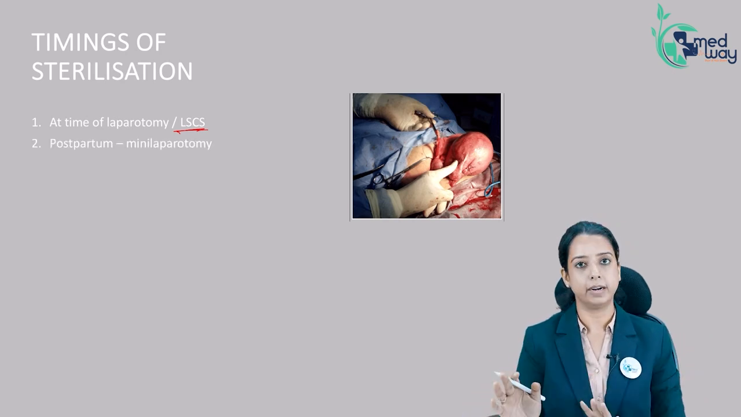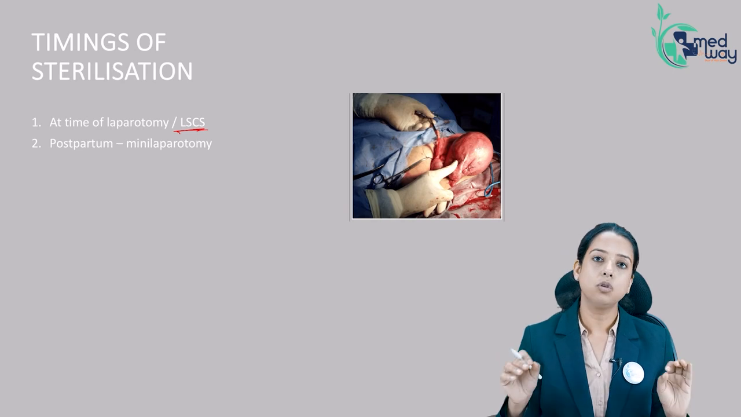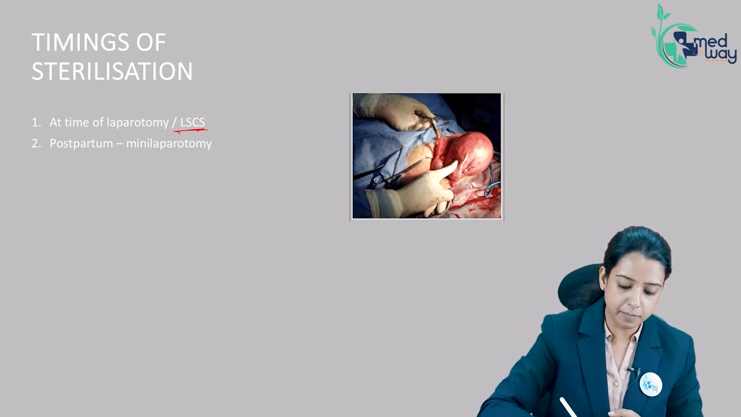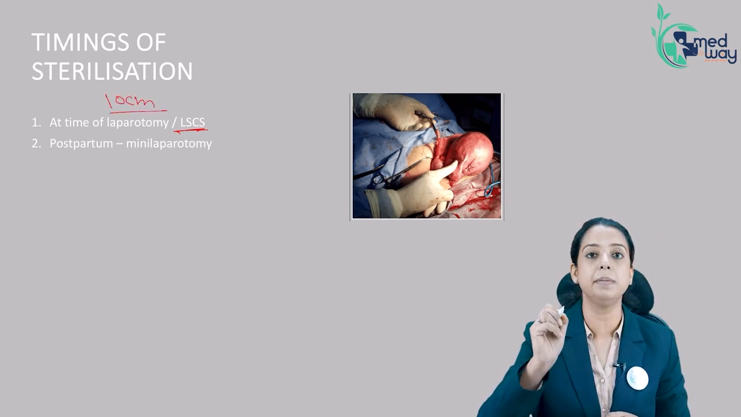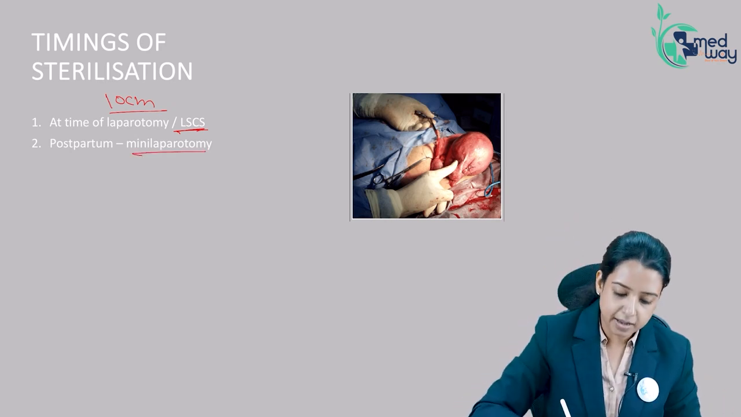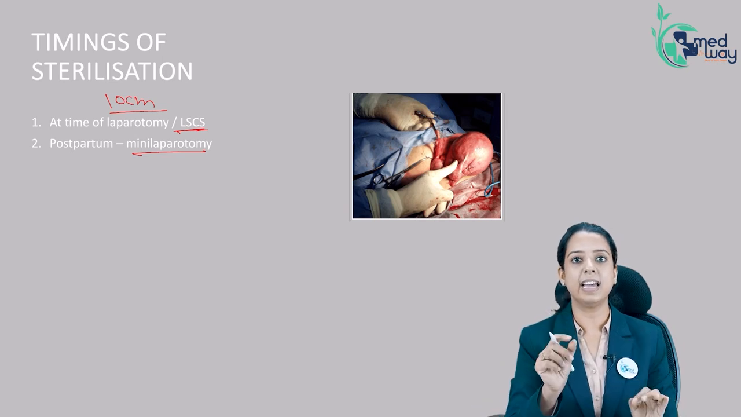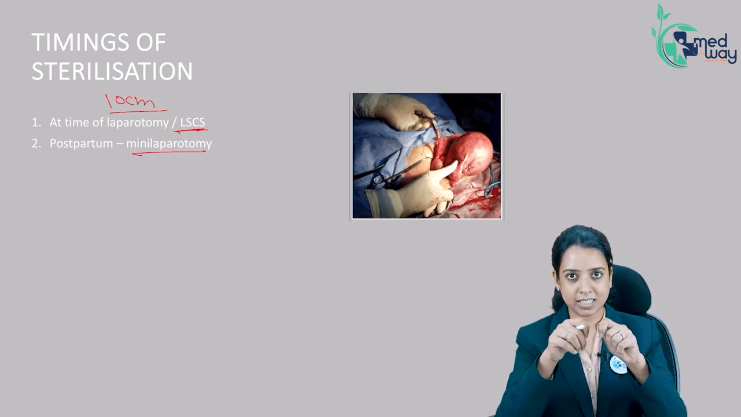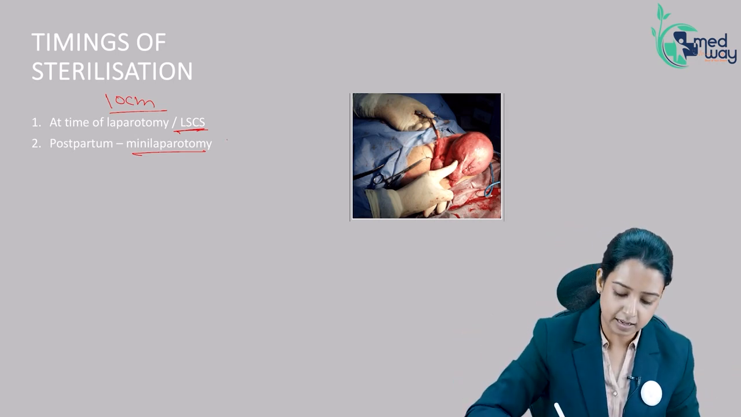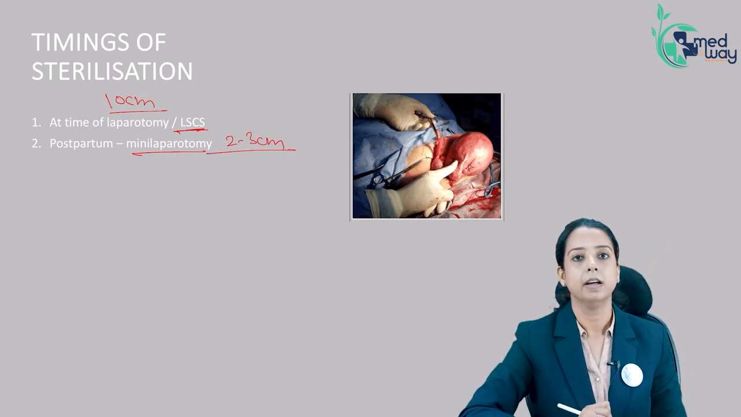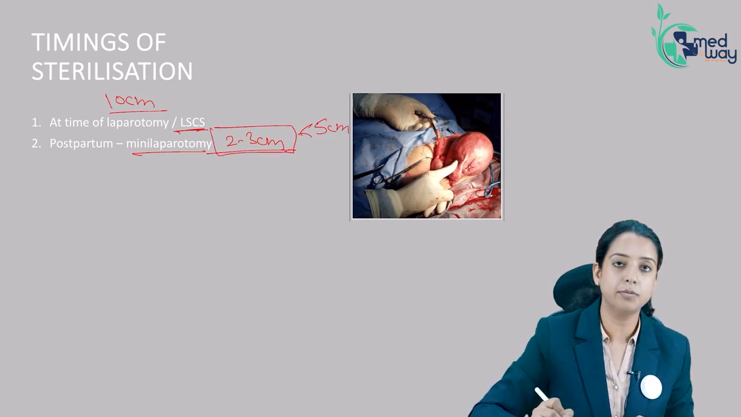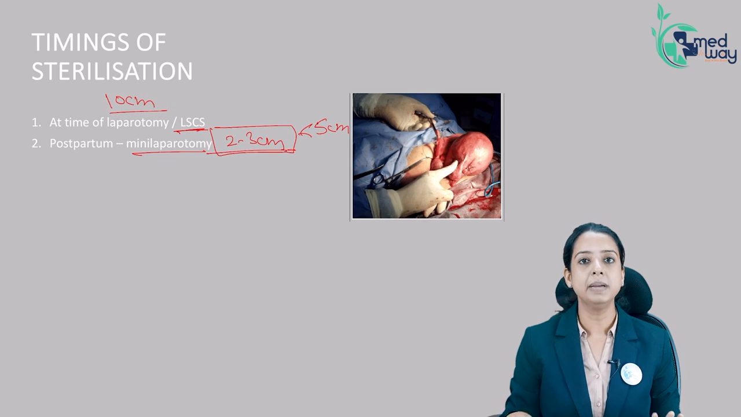The other time is postpartum. Once the patient has delivered, you can also sterilize the tube, but that time you call it mini laparotomy. LSCS is a laparotomy because you are making approximately a 10 centimeter incision on the abdomen. Mini lap means when the patient has delivered and your only aim is to remove a small tubal segment and tie it, you do not need to make a 10 centimeter incision. You will make a mini laparotomy, the incision is 2 to 3 centimeter. The definition of mini laparotomy is actually less than 5 centimeter incision, but this much is sufficient for tubal sterilization. That is why you call it mini lap.